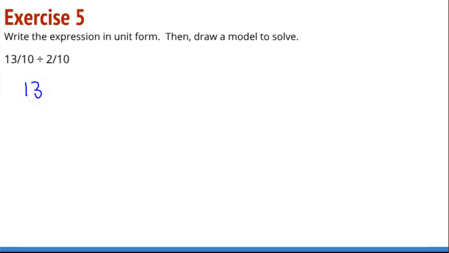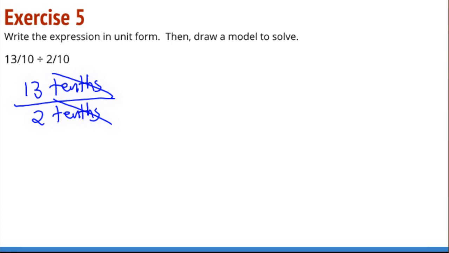So I've got 13/10, and I am dividing by 2/10. And I'm instantly noticing that once again I'm going to have some kind of remainder here because 13 doesn't divide evenly by 2. So I'm going to draw a model here.